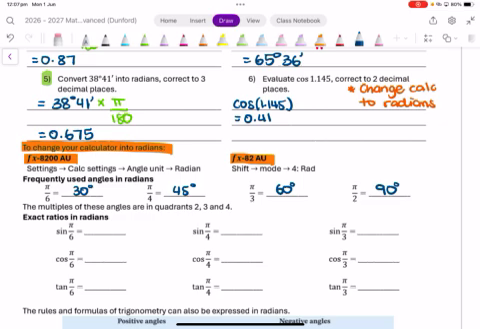We also have our exact ratios in radians. So we can use our triangles to help us out, but we have that sine pi on 6 is the same as sine 30.